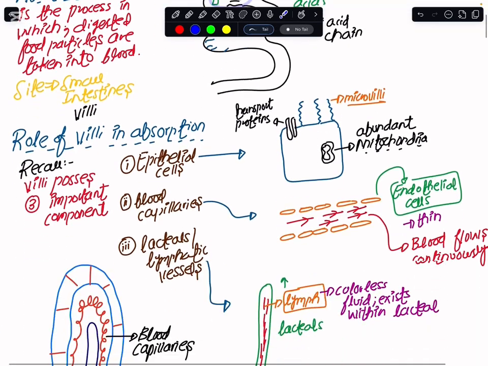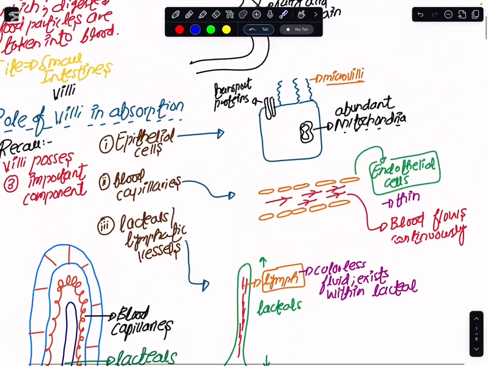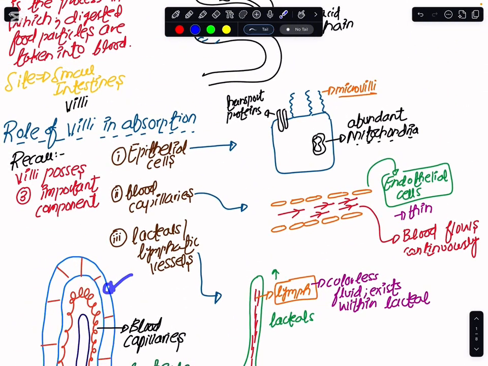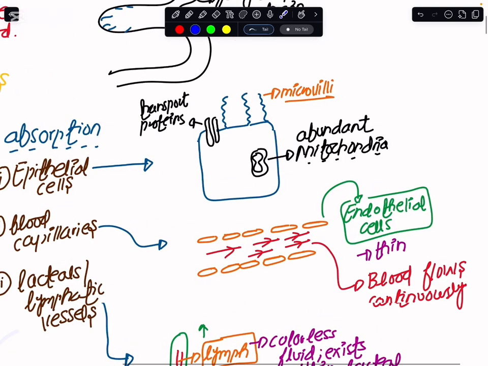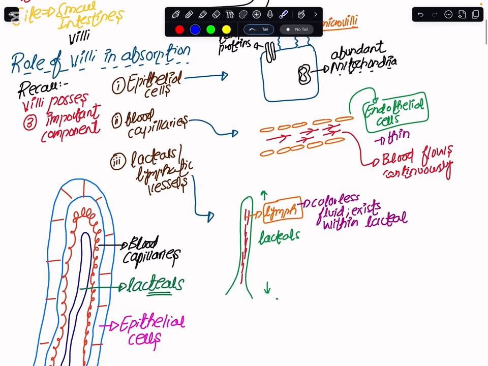So, if I were to quickly recall what we had in the villi, we have these epithelial cells. Downward from the epithelial cells, we have these miniature blood vessels, the blood capillaries, and then at the center we have the lacteals. And for the epithelial cells that we have here, you have to consider that these cells have transport proteins, they have microvilli, and they have abundant mitochondria in them.